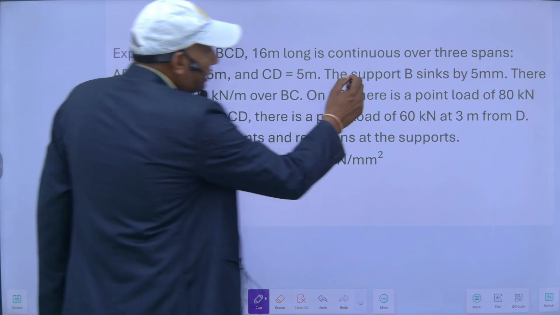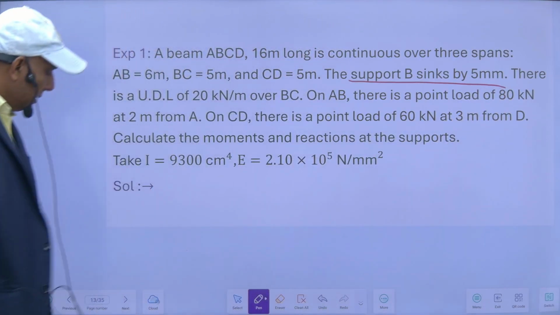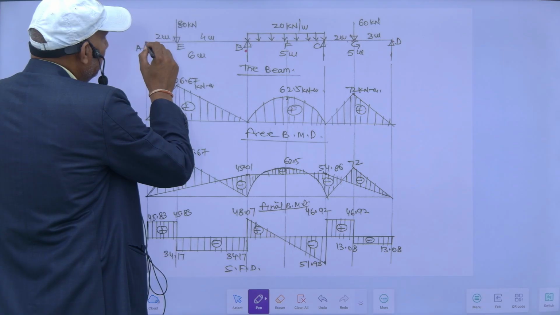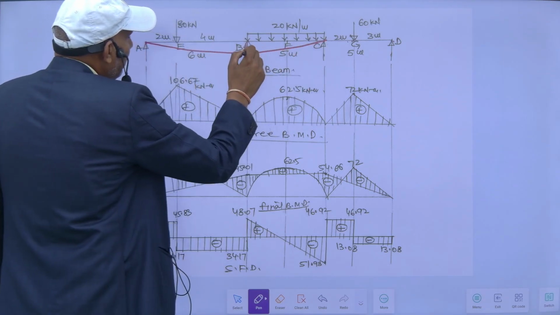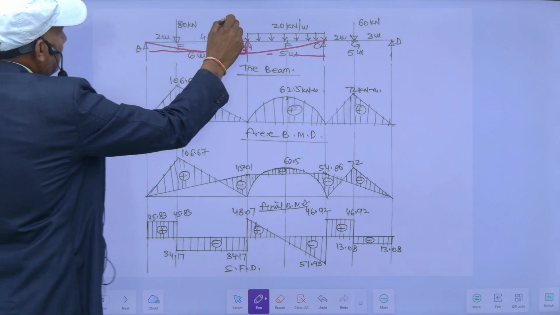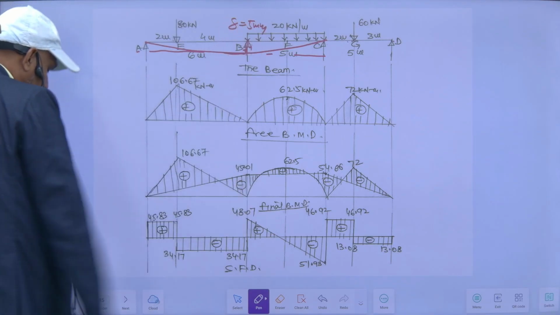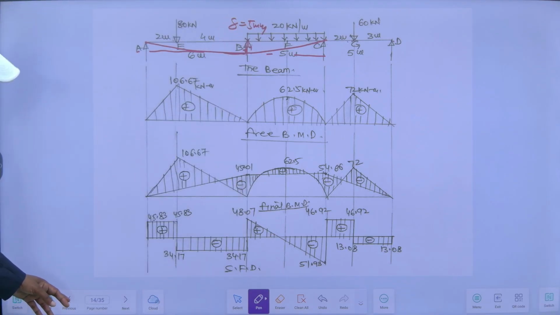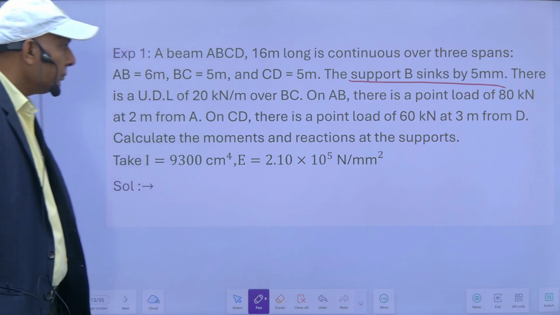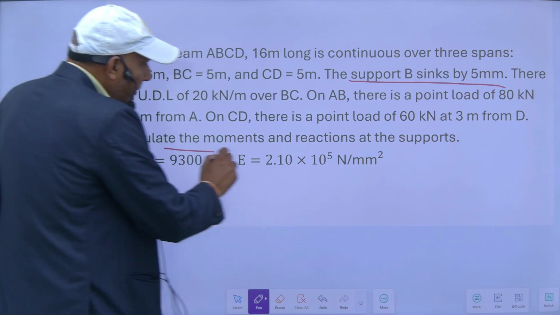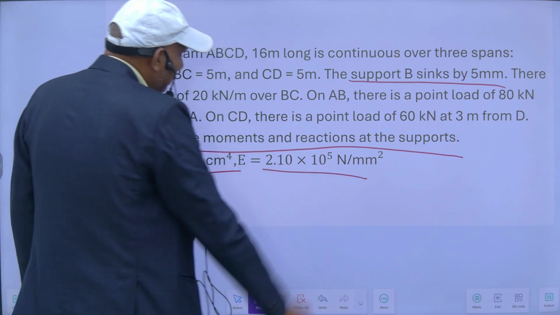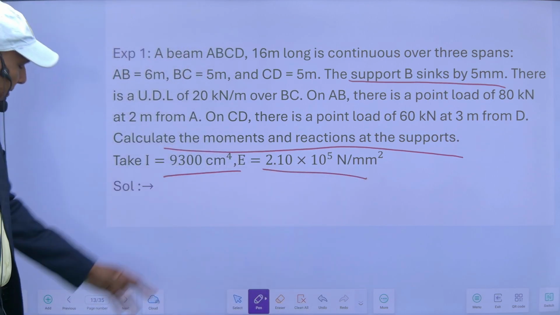This support B sinks by 5 mm. Support B sinks by 5 mm means at this B there is a settlement of 5 mm, delta is equal to 5 mm. It carries a UDL 20 on BC. Calculate the moments and reactions at the supports. I is equal to this one and E is equal to this one.